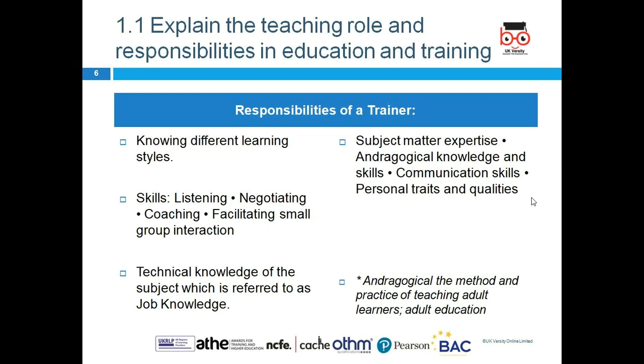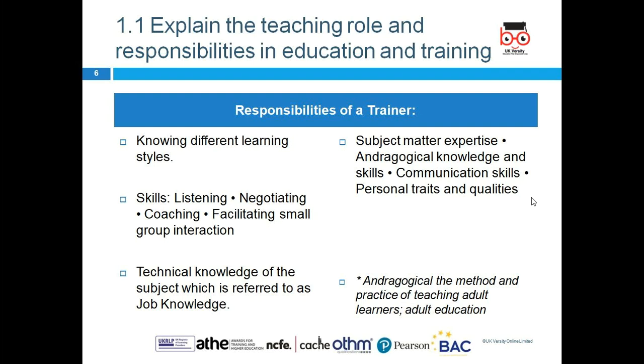Okay. A trainer is a little bit different. They'll know what the different learning styles are. So they'll be aware of what their learner learns best. So are they a visual learner, a kinesthetic learner? Do they learn by auditory, or are they a read-write learner? And there's more than the 4, but the 4 are the basic ones.